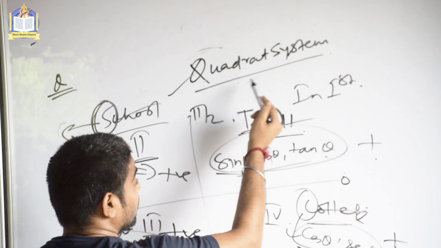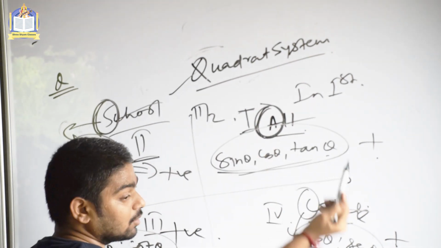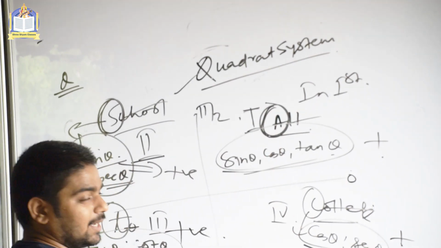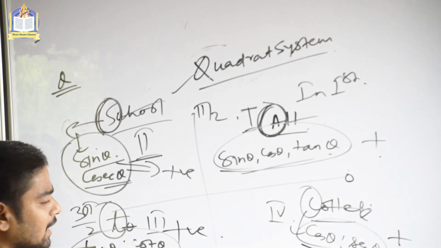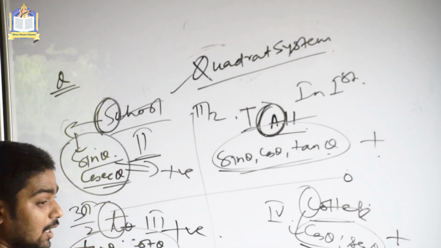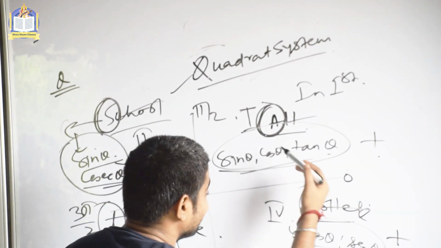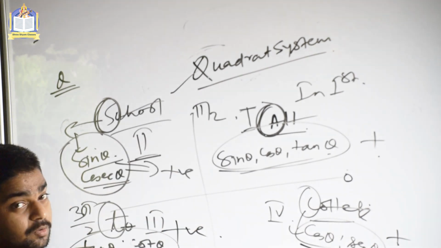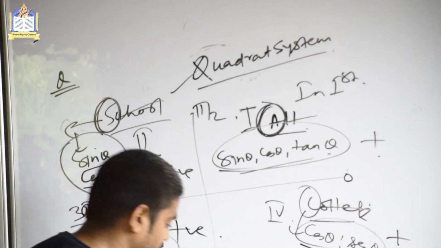This is the quadrant system. In the quadrant system, we are talking about how the trigonometric ratios are positive and negative. The value of sin theta can be positive, negative, or zero. It can be anything, not only positive, not only zero, but sin theta can be anything between -1 and 1. This is also called the range of sin theta.